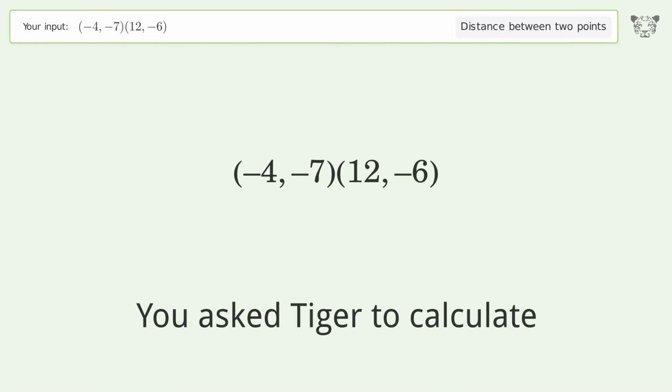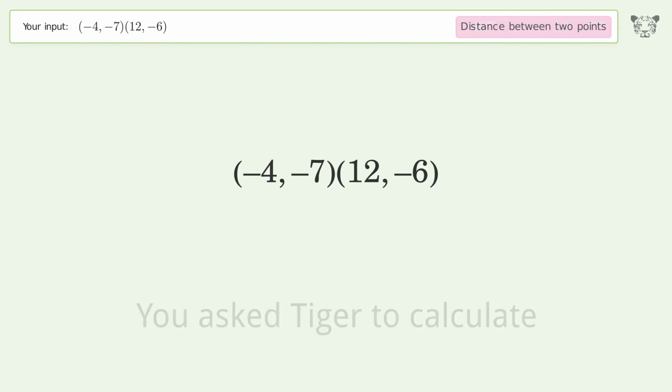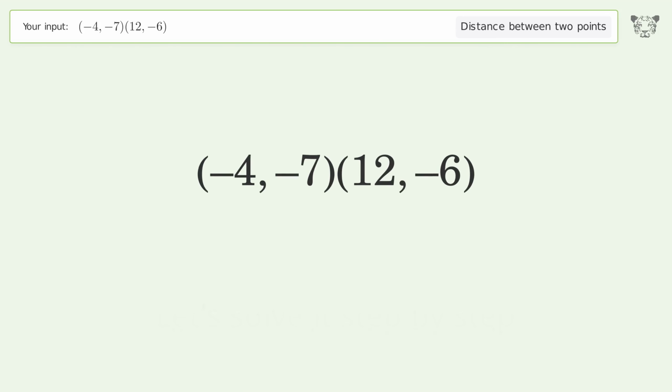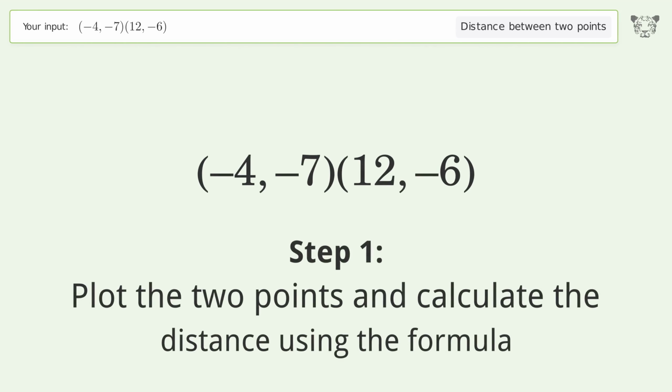You ask Tiger to calculate. This deals with the distance between 2 points. The distance between the 2 points is the square root of 257, or 16.031. Let's solve it step by step. Plot the 2 points and calculate the distance using the formula.